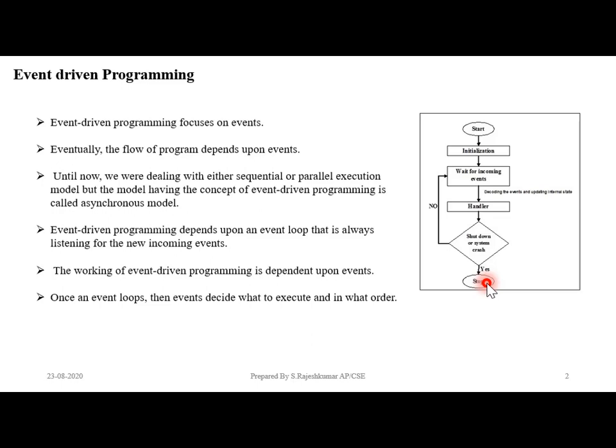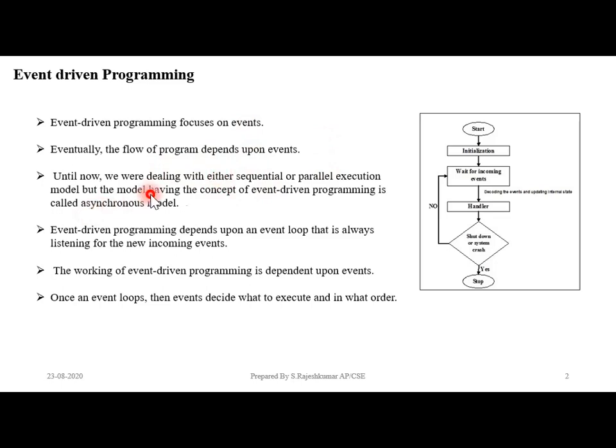It is a little different from your normal sequential program execution. Like you have seen in the theory now, event driven programming focuses on events. So it waits for the event. When the event has come, it will decode the event. Eventually the flow of the program depends on events. It is based on the event, it focuses on the event. When an event has come, the program execution depends on that particular event.